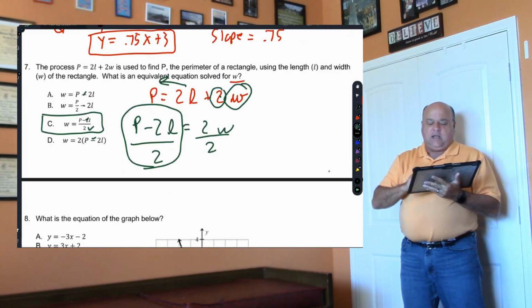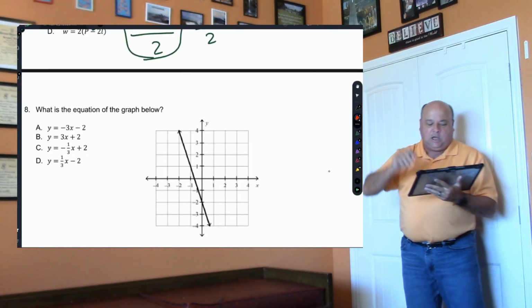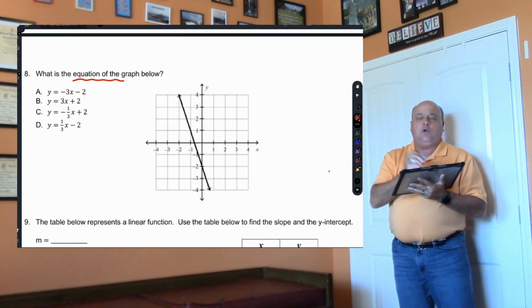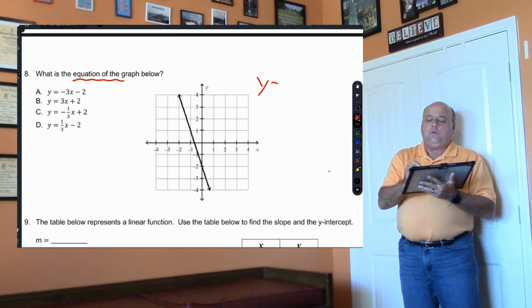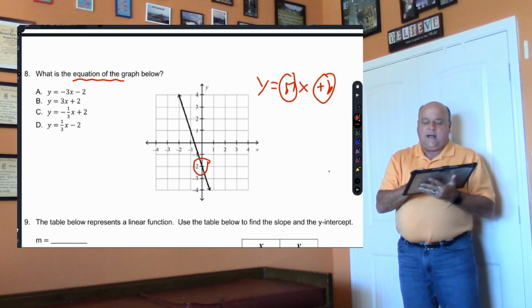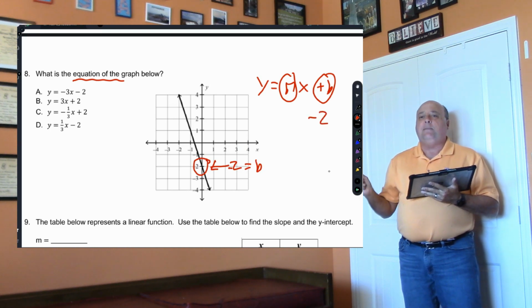Going to number 8. F-U-N, fun, fun, fun. Turn the page. On number 8, all we want is the equation. To get the equation, we need to know the slope and the y-intercept. So that's what we're going to get. The y-intercept is right here. It's -2. So I know my equation has to end in a -2.